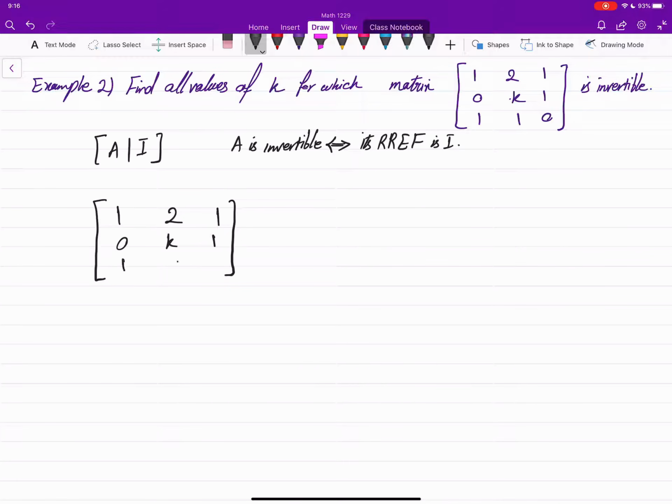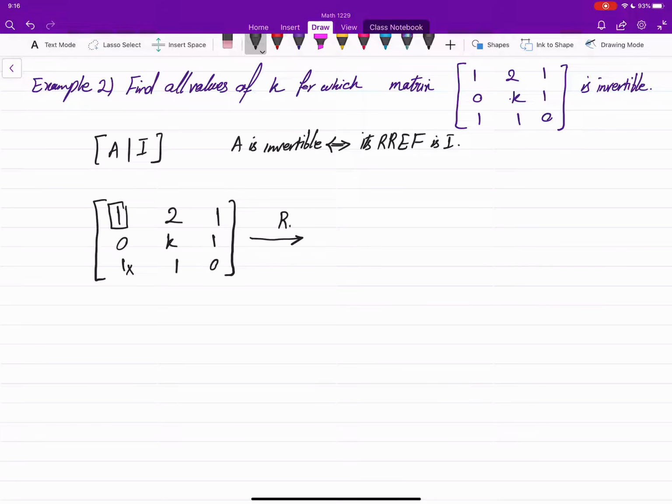0, 1, and 1, 1, 0. Okay, so start row reducing here. Well, this guy is in a good place. I keep that 1, it is a leading 1, so I want to make everything else 0. So this guy is the first thing.